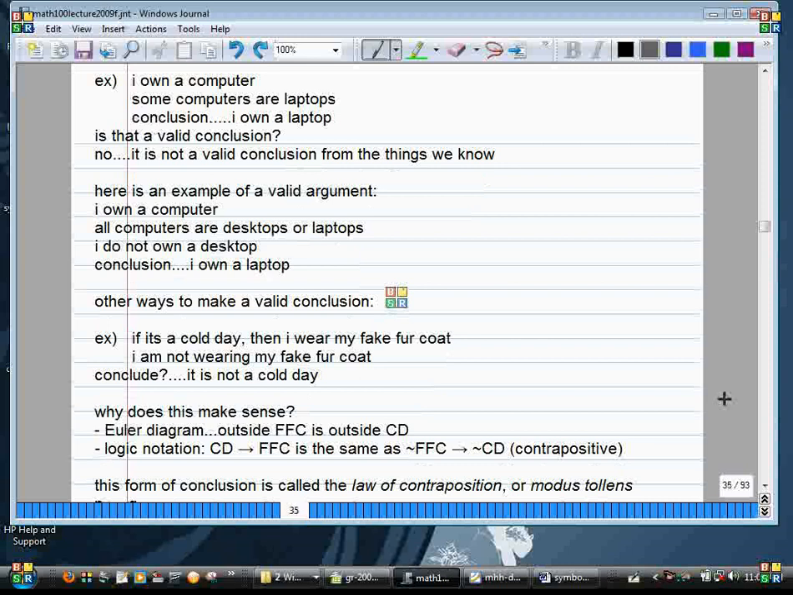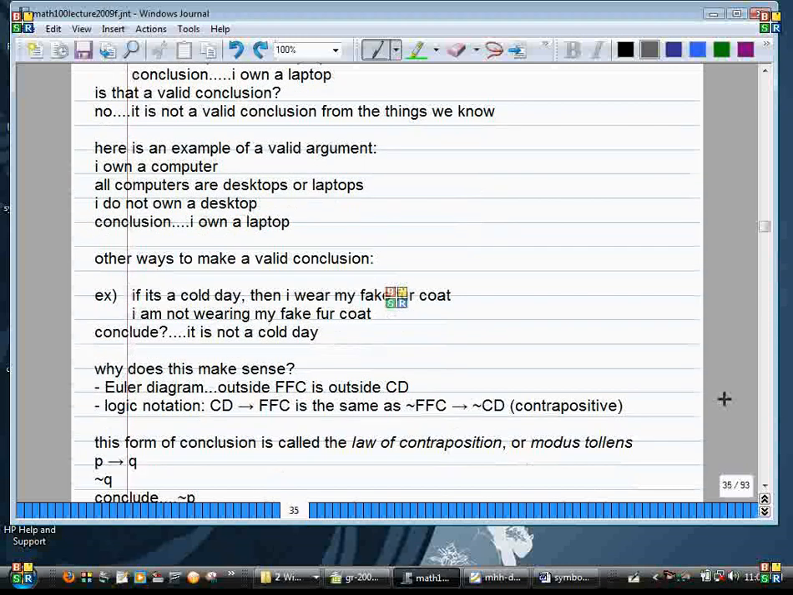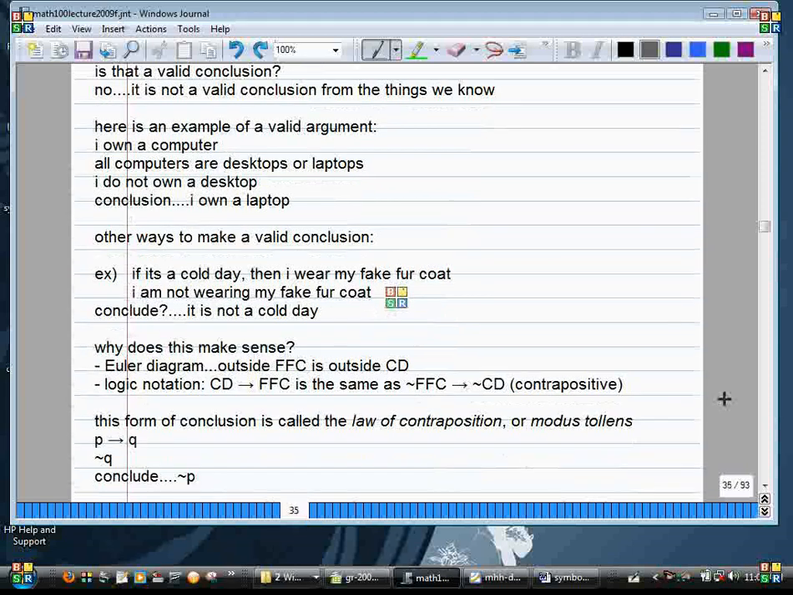Okay. Now, this last form of arguing is called the law of contraposition, or in fancy Latin, modus tollens. So the idea is that if you have if P then Q, and you know not Q, you can flip it around and say not P.